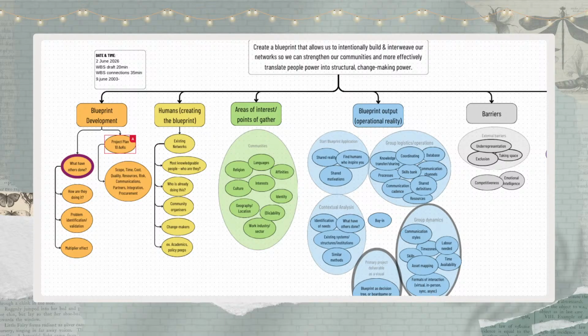Is there anything you want to add at this point, Lizzie? No, I think that you nailed all the elements and all the categories. So I think we're ready to continue with the WBS then.